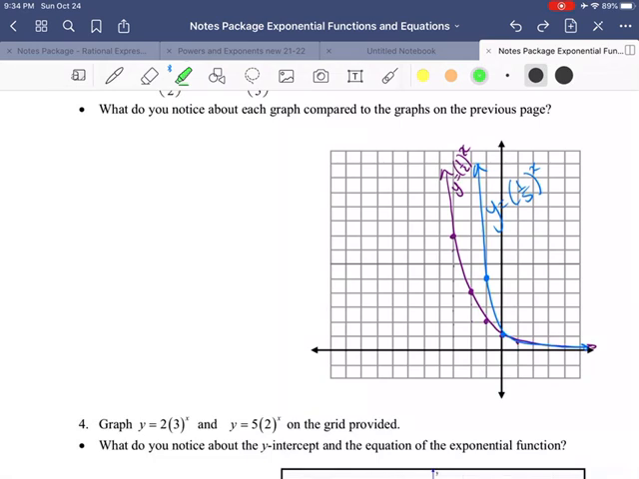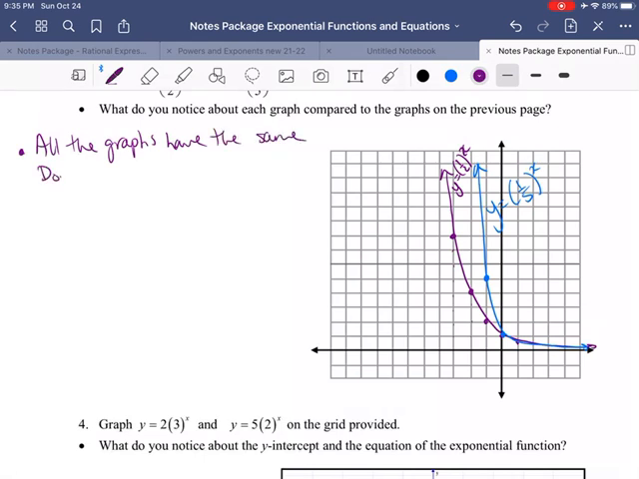So what do we notice about these two graphs? Well, all the graphs have the same domain, the same range, the same y-intercept, and same horizontal asymptote.